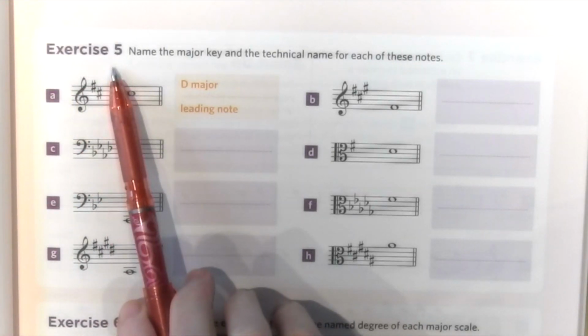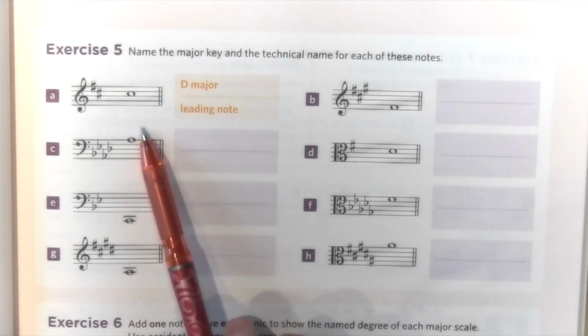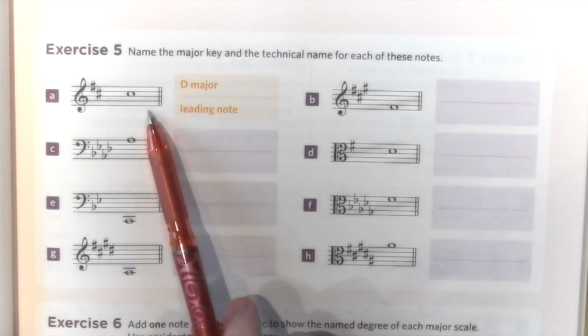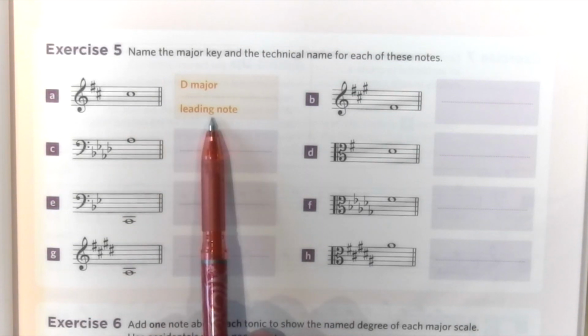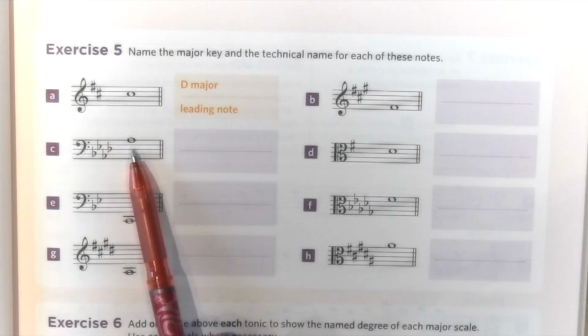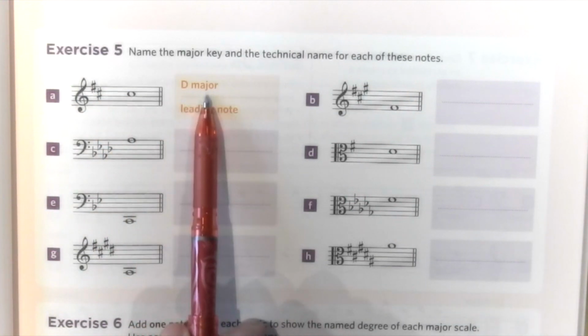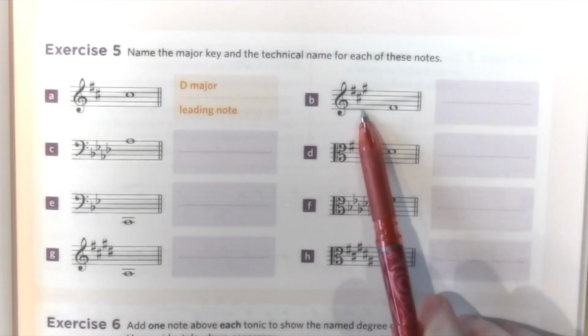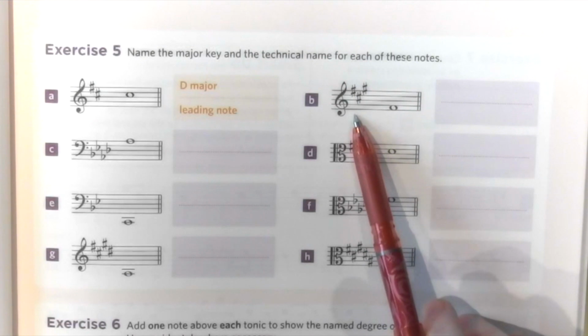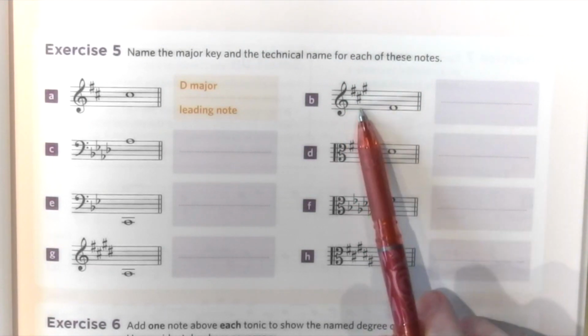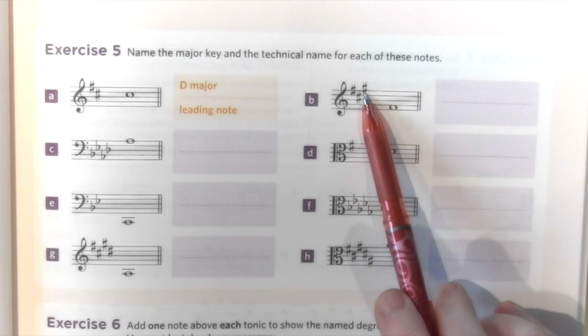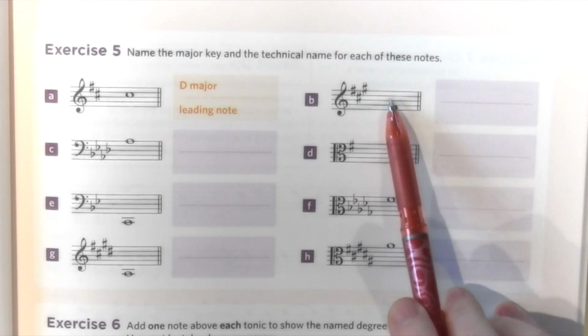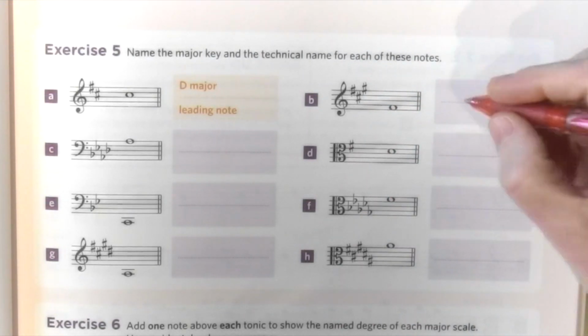Okay, in this exercise number 5, we need to name the major key and the technical name of the given note. In this case, 2 sharps is D major and Do is the leading note, the 7th degree. In this second example, we have 3 sharps, okay? So sharp is the last sharp, a semitone higher is A, so this is A major.